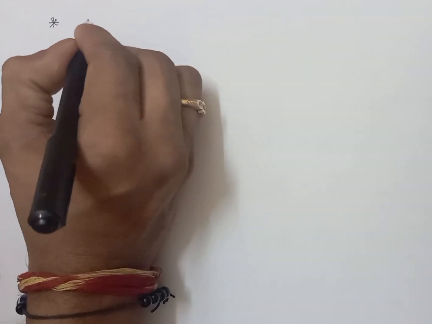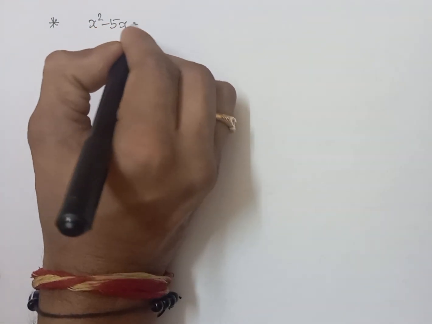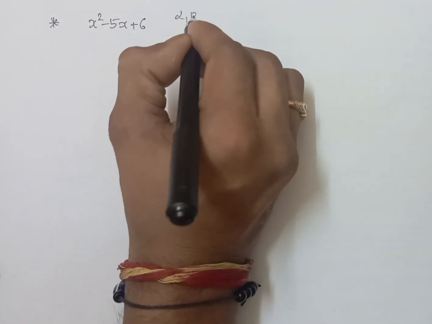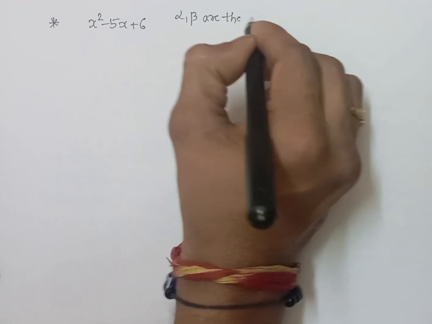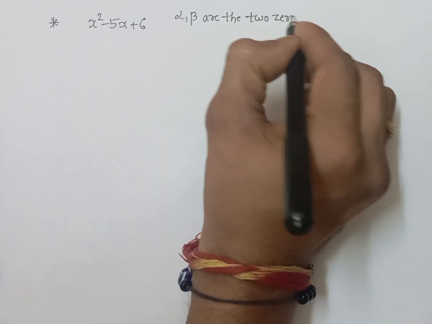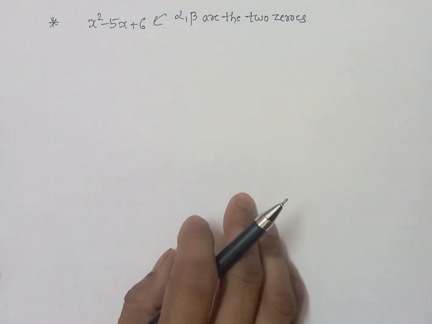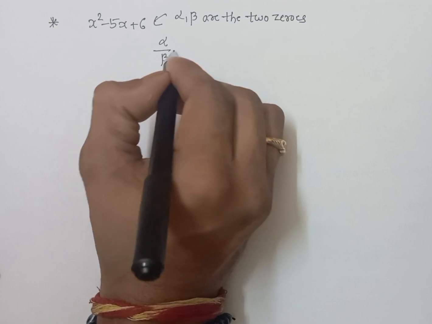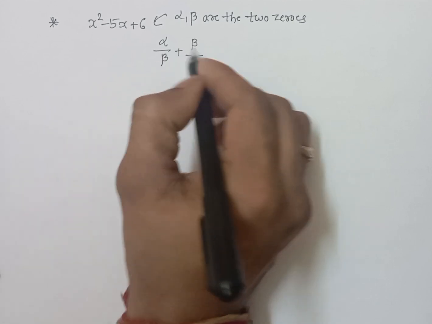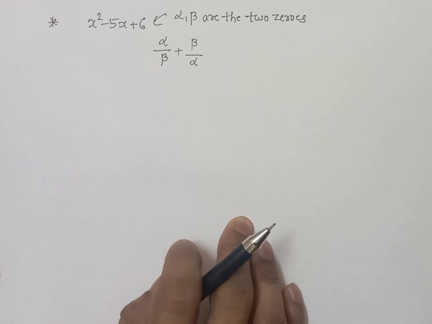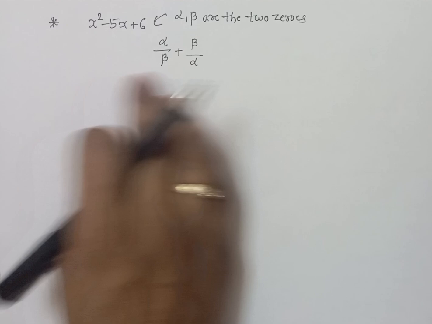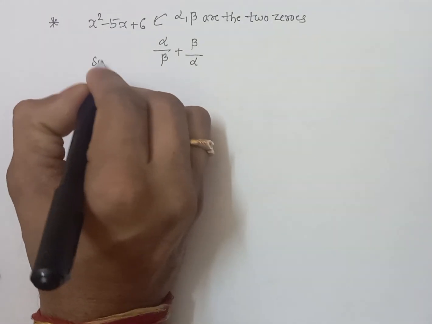Let's see one more type. You will be given one quadratic equation, x square minus 5x plus 6. And it is mentioned that alpha comma beta are the two roots, the two zeros. If alpha comma beta are the two zeros of x square minus 5x plus 6, then find the value of alpha by beta plus beta by alpha. We have seen a question like this in the previous video when I discussed polynomials. There we discussed 1 by alpha, 1 by beta. This one is a little bit different. So let us see the solution for this.